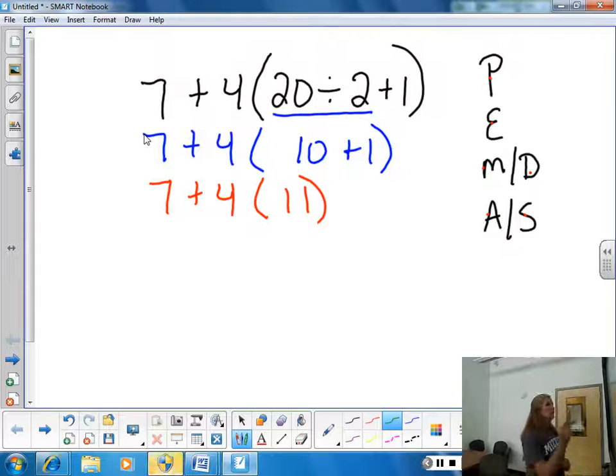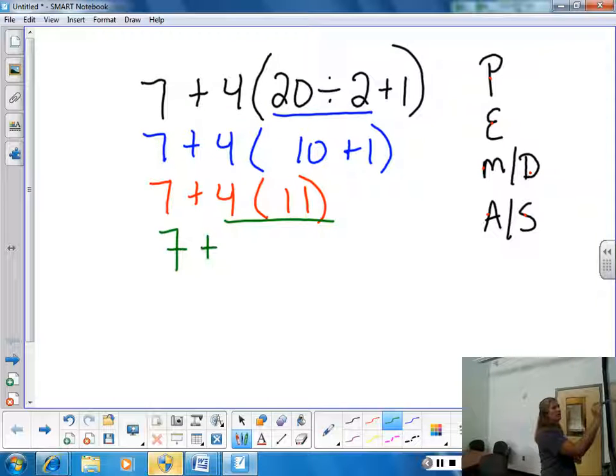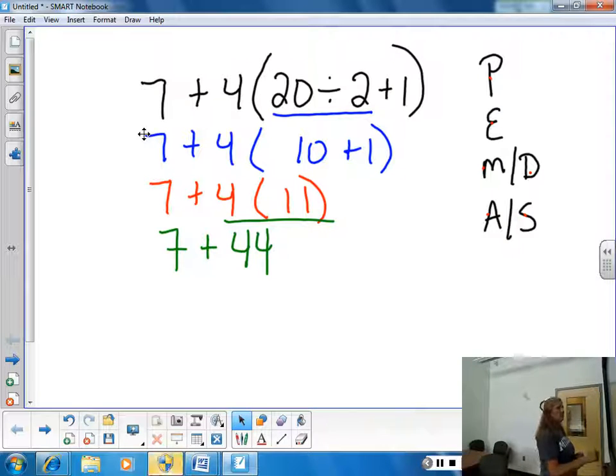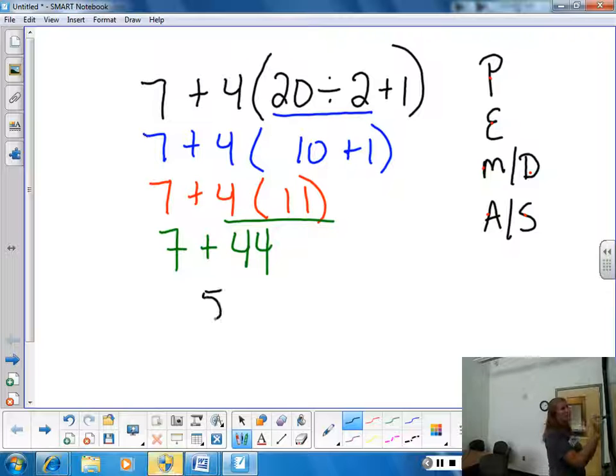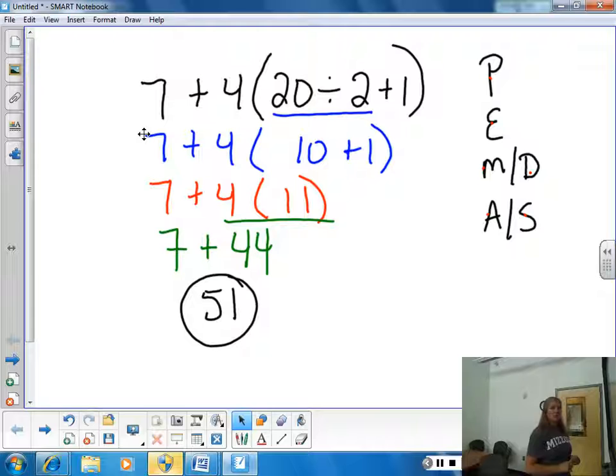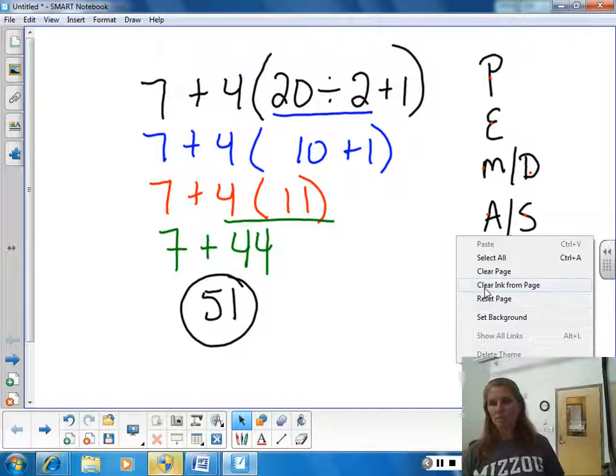The next thing is multiply before we add. So I'm going to say 7 plus 44. And finally, I'm going to add 7 and 44 together, and that's going to give me 51. So using the order of operations, I get 51. If you do it out of order, you get a different answer. It's wrong. The idea is that I could be doing it here, somebody could be doing it in Zimbabwe, and we get the same answer because we follow the rules of math. So that's what I want you to do.